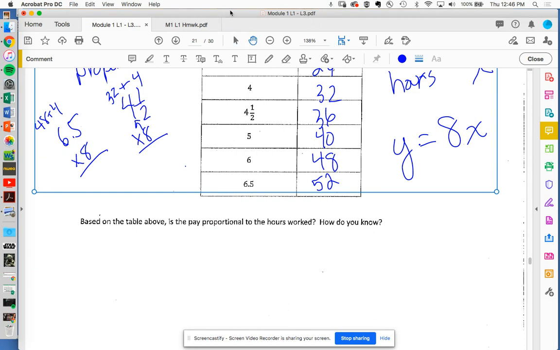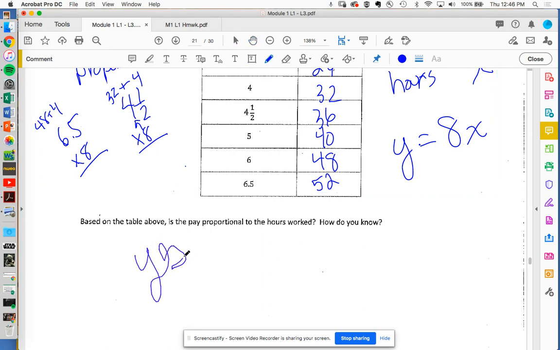Because there was a k value that was constant. Okay? So this was proportional. Is it? Yes. Why? Because k equals 8. If there were different k values, guess what? Not proportional. If that is the same going from every x to every y, then it is a proportional relationship.